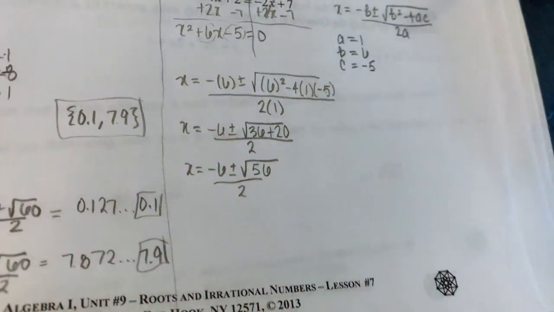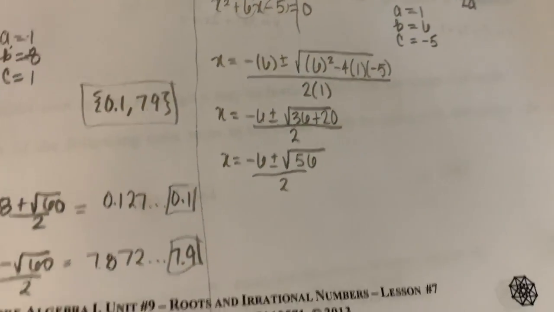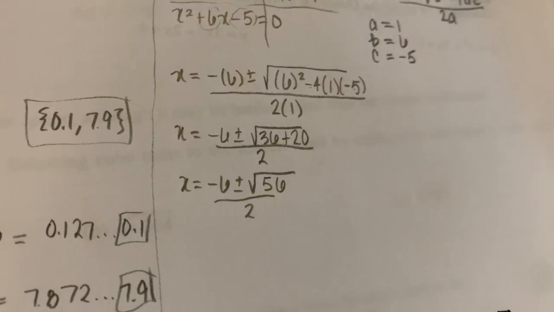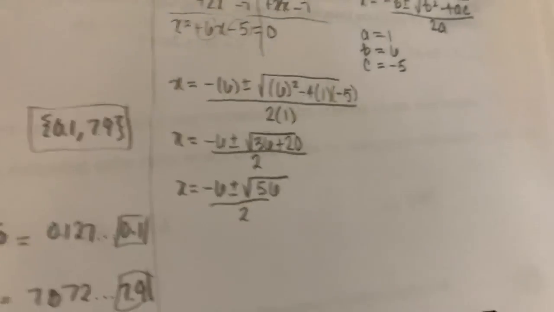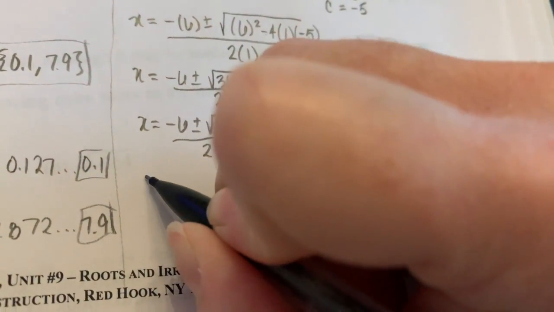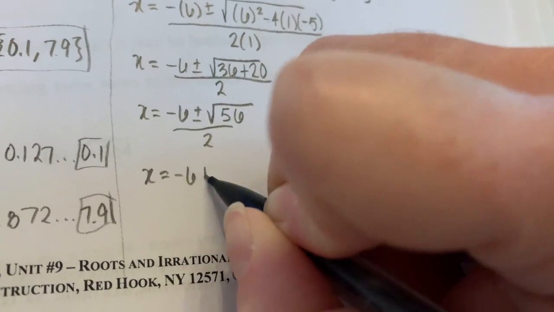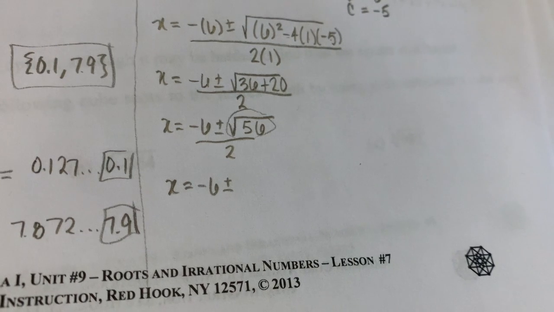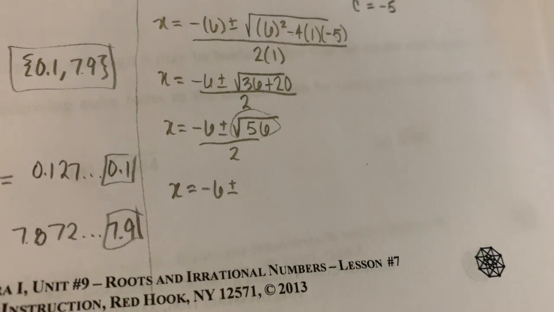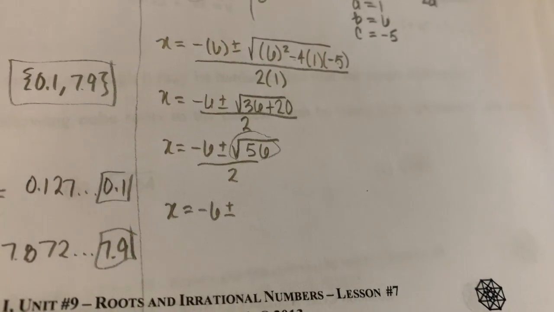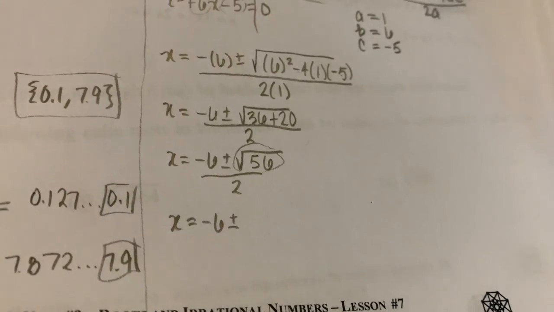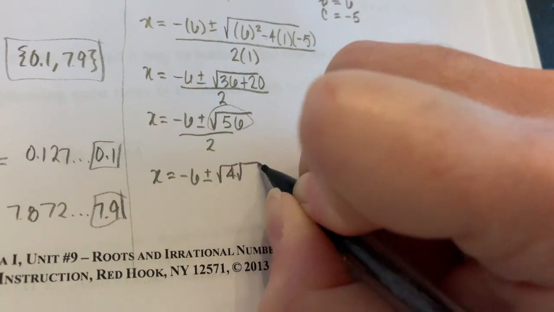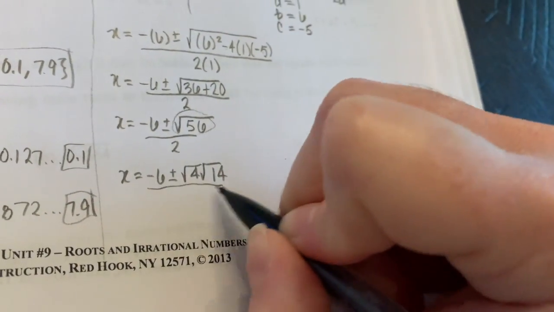Okay, so now what I need to do next is I need to try to simplify this 56. So this is going to give me negative 6 plus or minus. So you play around in your calculator to make sure you can figure out what the largest perfect square is. And in this case, the largest perfect square is actually going to be 4. It's going to be 4 times 14. So I'm going to change this into the square root of 4 times the square root of 14 all over 2.